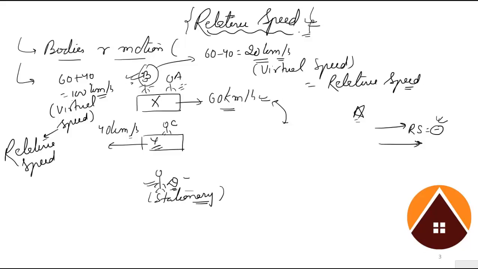This is not the actual speed. So when the two bodies are moving in the opposite direction, the relative speed comes out to be the sum of the two speeds. So this person B or A feels that this car came at a very high speed, which is 60 plus 40, 100 km per hour. Understand that this 100 km per hour and this 20 km per hour all are virtual speeds. They are not the actual speeds.